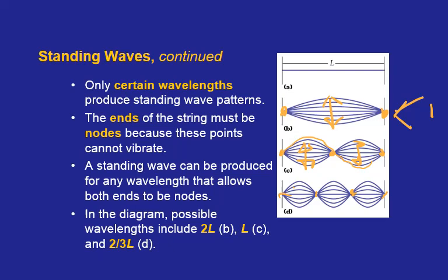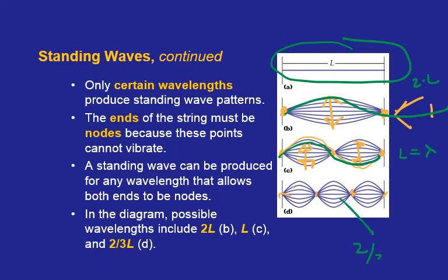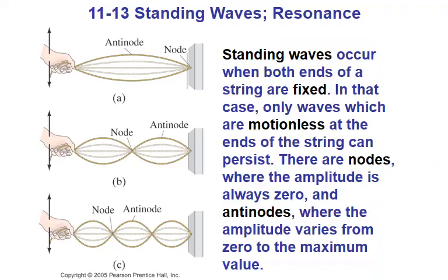And in terms of L, if L represents the length of the string, we would have to draw this further out, so it would actually be 2 times L to get the full wavelength. On this one, L is actually equal to the wavelength, and on this one, 2/3 of L is equal to the wavelength. And so as you get to higher and higher harmonics, that's going to have a different L as well.